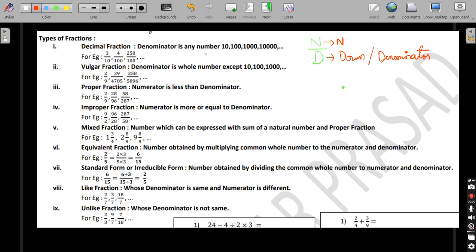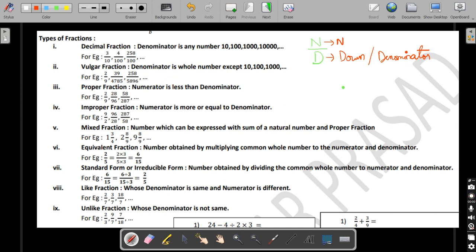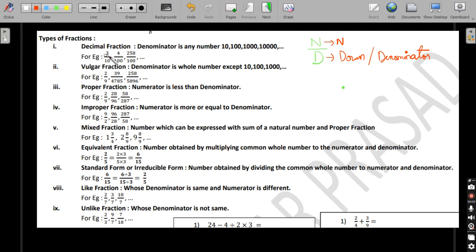After that, the denominator of the number, as you are able to see, 3 by 10, the first one. Let me put the pointer here so that I can explain. As you are able to see here, 3 by 10. If the denominator is 10, then we call it a decimal fraction. It can be 1, 10, 100, 1000, lakh, but it should be represented only in terms of zeros, double zero, triple zero. That is known as your decimal fraction.